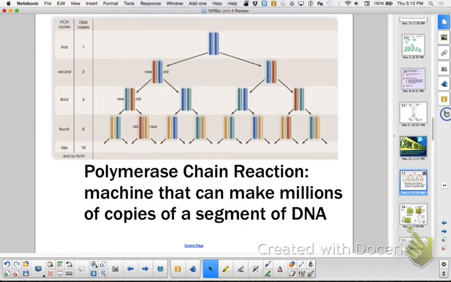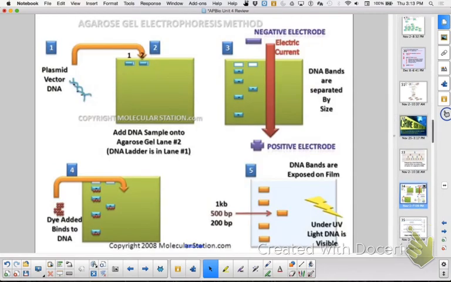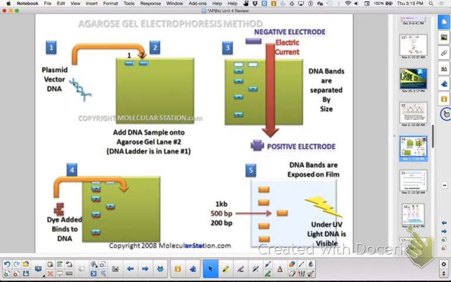What if I want to analyze the size of fragments? What will I use? I will use gel electrophoresis. That can give me a DNA fingerprint. The smaller the piece, the farther it travels from the well. And I can compare DNA fingerprints.